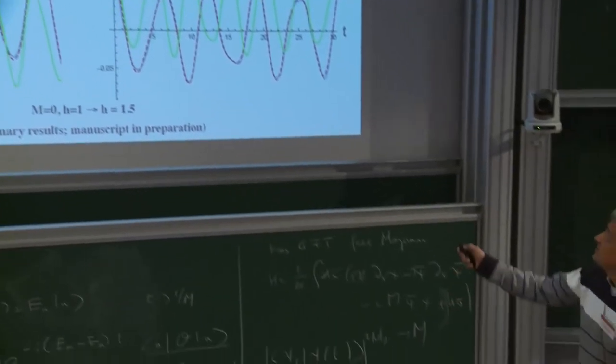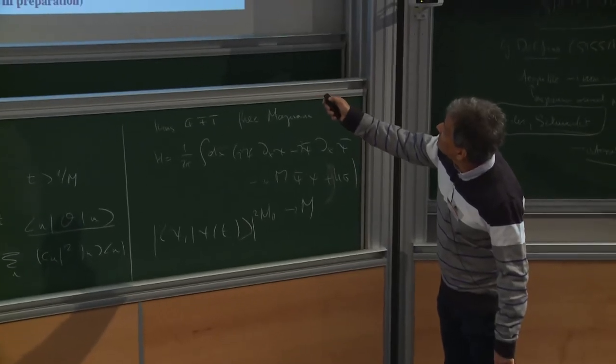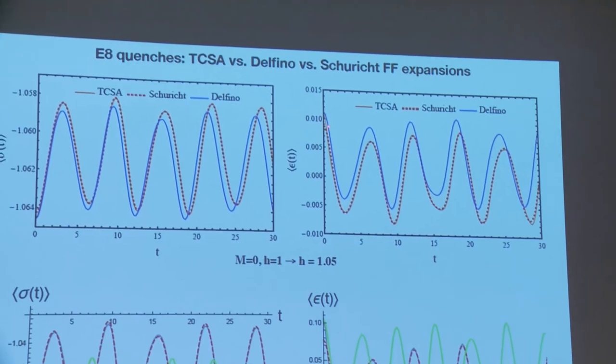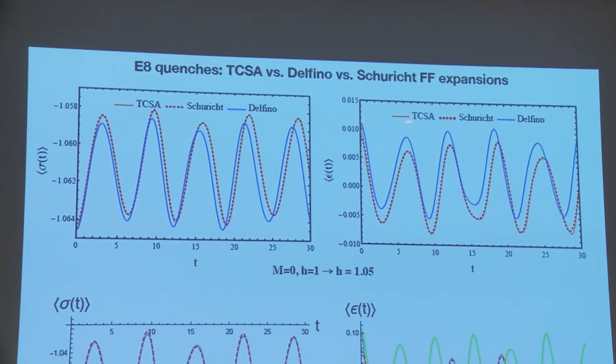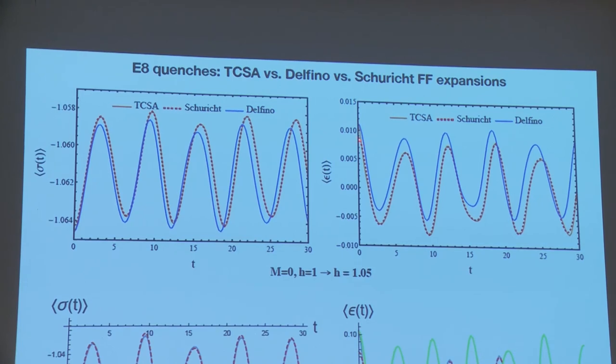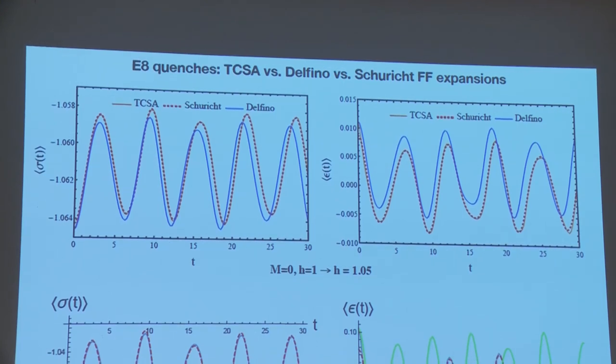The only difference here is this little tiny part which you can barely see: the TCSA result starts from here, but Schuricht expansion starts as well, and Delfino's expansion starts as well, and Schuricht expansion goes here at t0 time. If you place it together, then we have basically an infinite time description of this quench. Okay, and for other quenches as well.